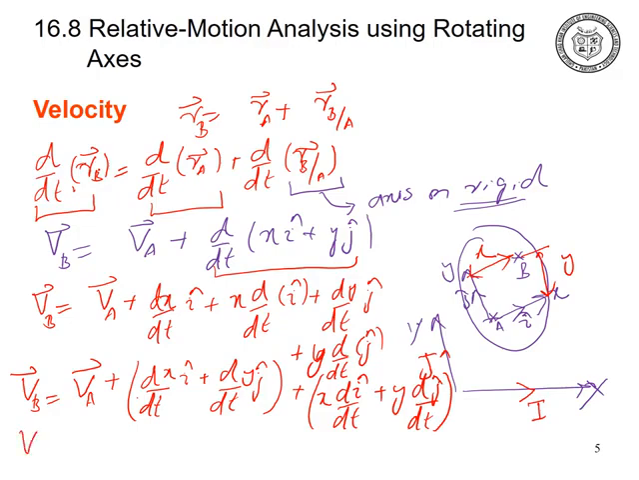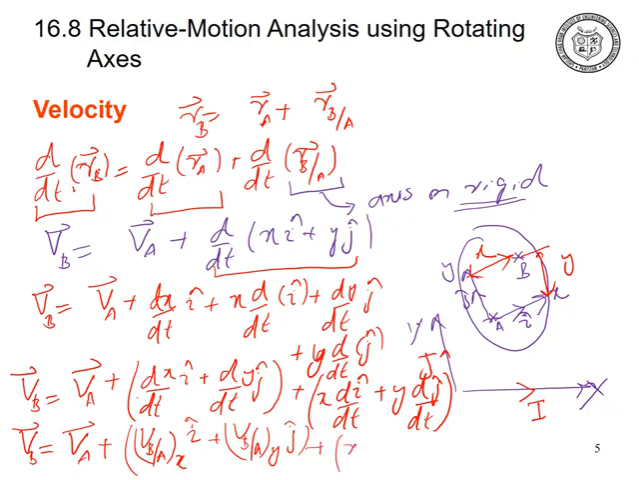So we can write this as v_b equal to v_a plus, so we can write it as v of b with respect to a in the x direction times i, plus v_b with respect to particle a in the y direction times j. So we can write this in this form, plus x times di by dt plus y times dj by dt.